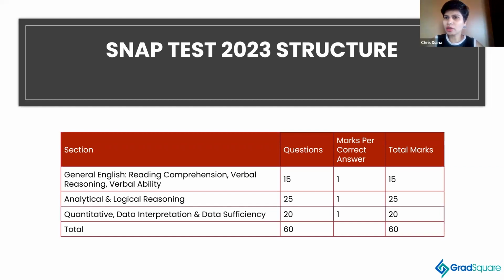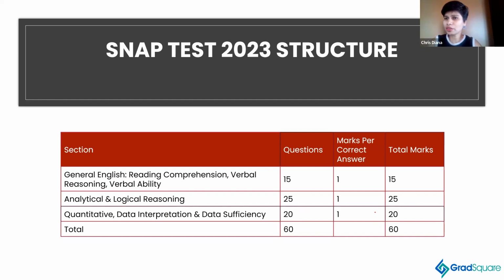Since you have taken a lot of mocks, you should be familiar with the structure by now. There are three sections here. The first one is general English, which has 15 questions for a total of 15 marks. Then you have the analytical and logical reasoning section, 25 questions, 25 marks. And then quantitative and DI, which has 20 questions and 20 marks. So overall, the paper has 60 questions, 60 marks.